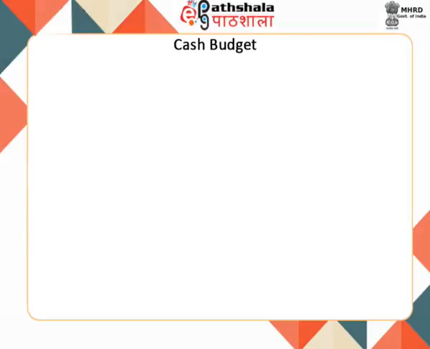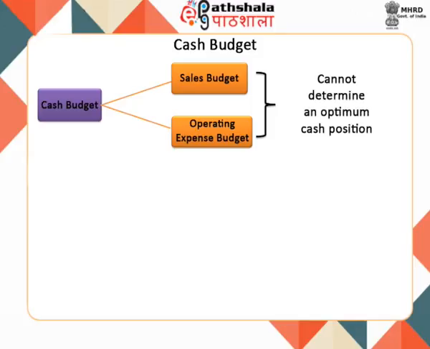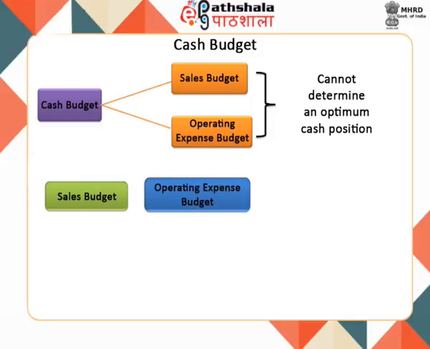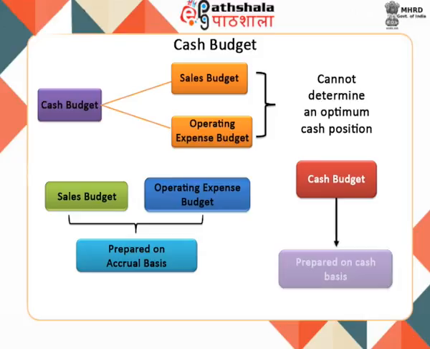So, the cash budget is dependent on the sales budget and operating expenses budget. These budgets themselves alone cannot determine an optimum cash position. This is because the sales budget and operating expenses budget are prepared on accrual basis, whereas the cash budget is prepared on cash basis and does not include accrued items.